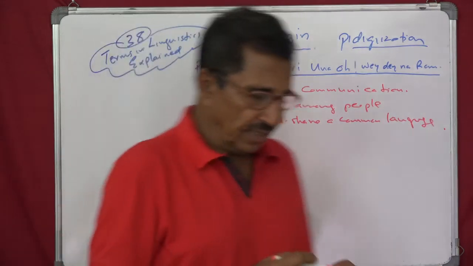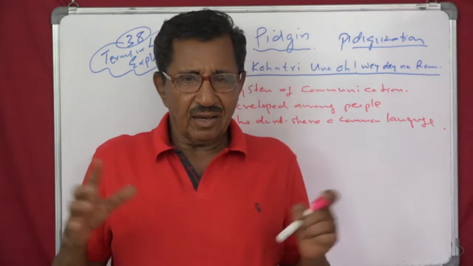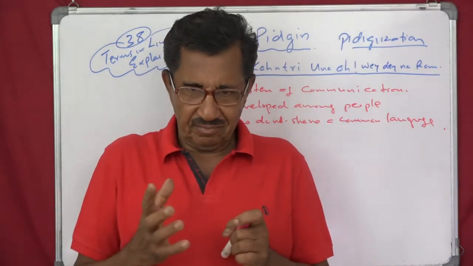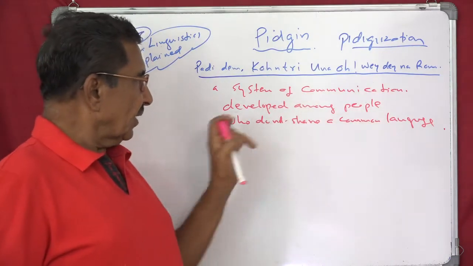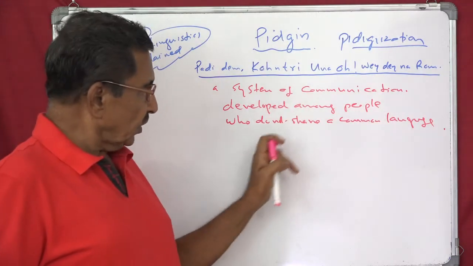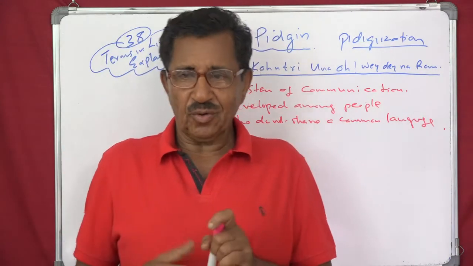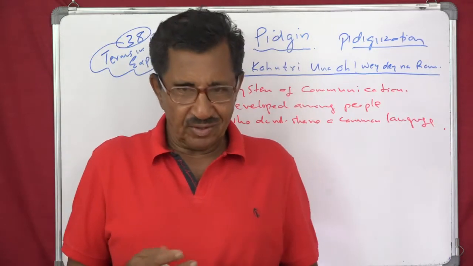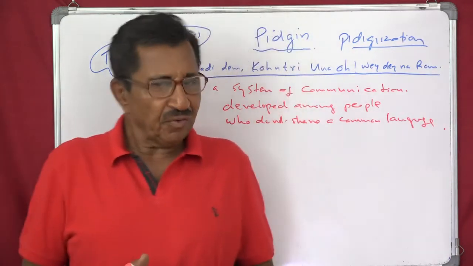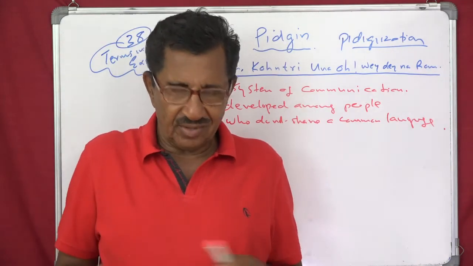English people, they have their language. Nigerians, they have their language. So what happens is that they develop a system of communication among people who do not share a common language, who want to talk to each other. At the same time, they want to communicate. It can be for trading purposes or other reasons, cultural or religious, whatever it is.